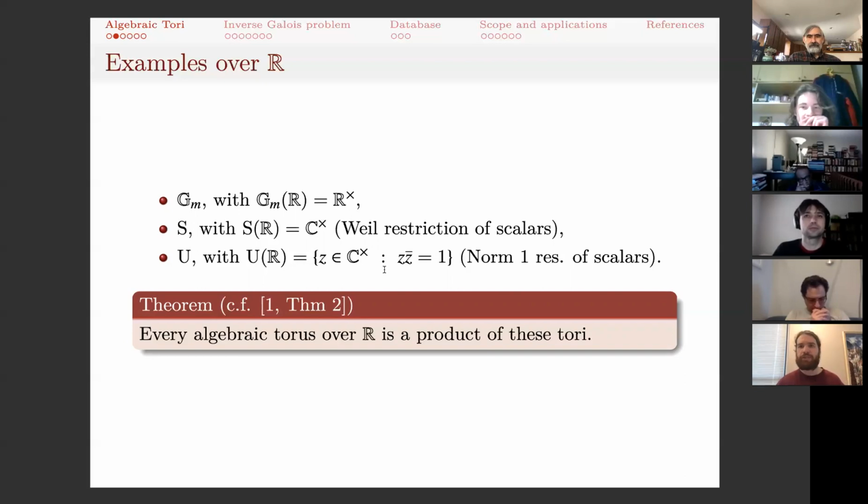This is a process you can do more generally whenever you have a field extension. You can take the restriction of scalars of the split torus and then look at the norm 1 subtorus, which will be a codimension 1 subtorus. And the theorem then is that every algebraic torus over the reals is a product of these tori. So this is a statement about groups of order 2 inside, up to conjugacy, GL_n(Z).